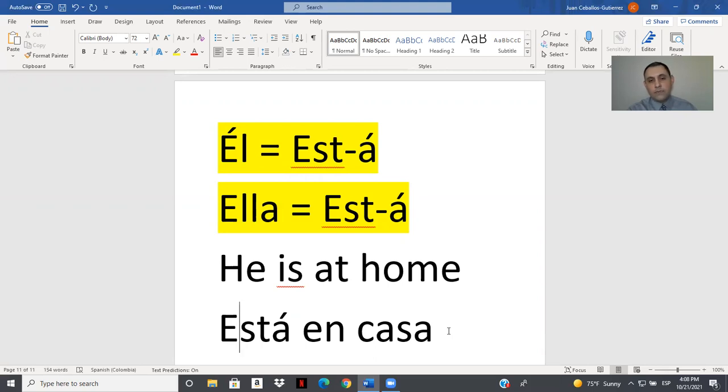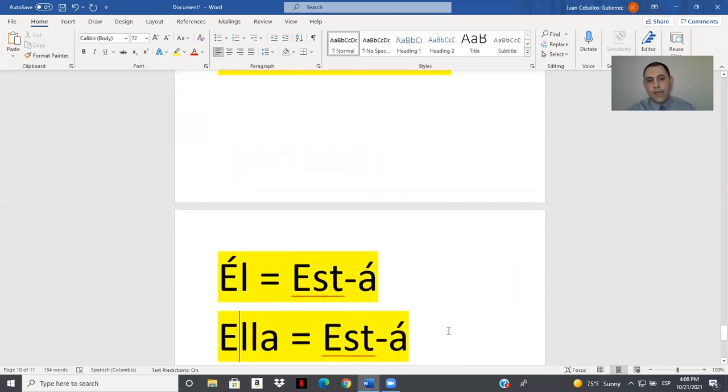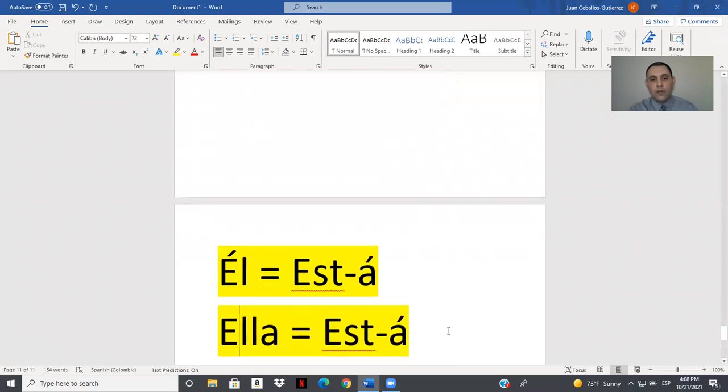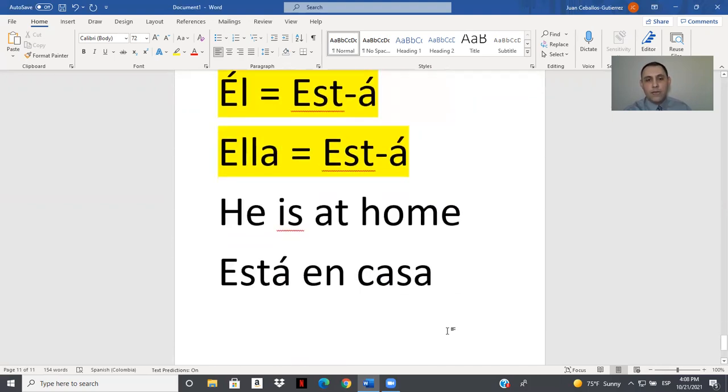So in this case, you cannot omit the subject. Because if you omit the subject, look at this. We have usted está, él está, ella está. Second person formal. Third person masculine singular. And third person feminine singular all have the same conjugation. So if you tell me está en casa, I don't know if you are talking about you, he, or she.